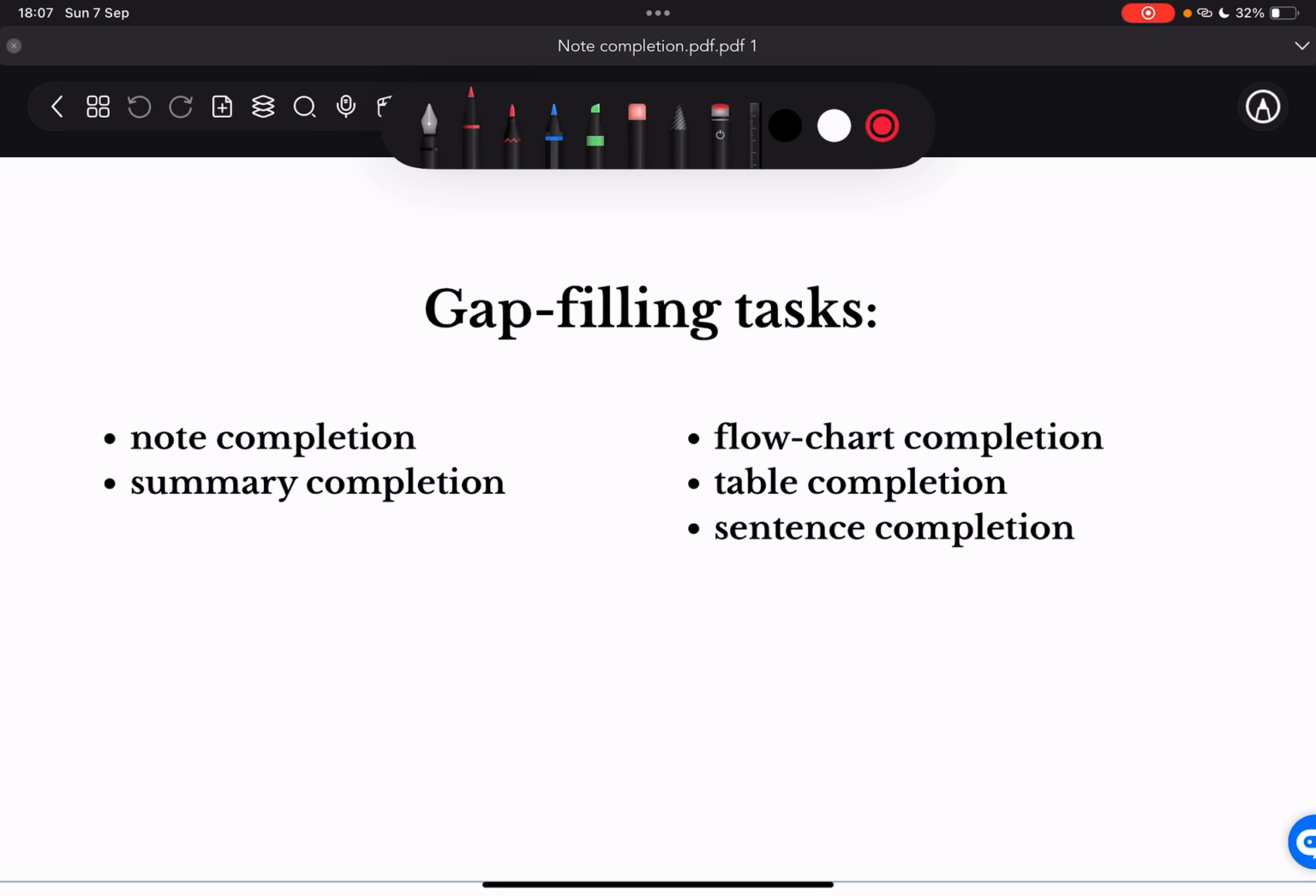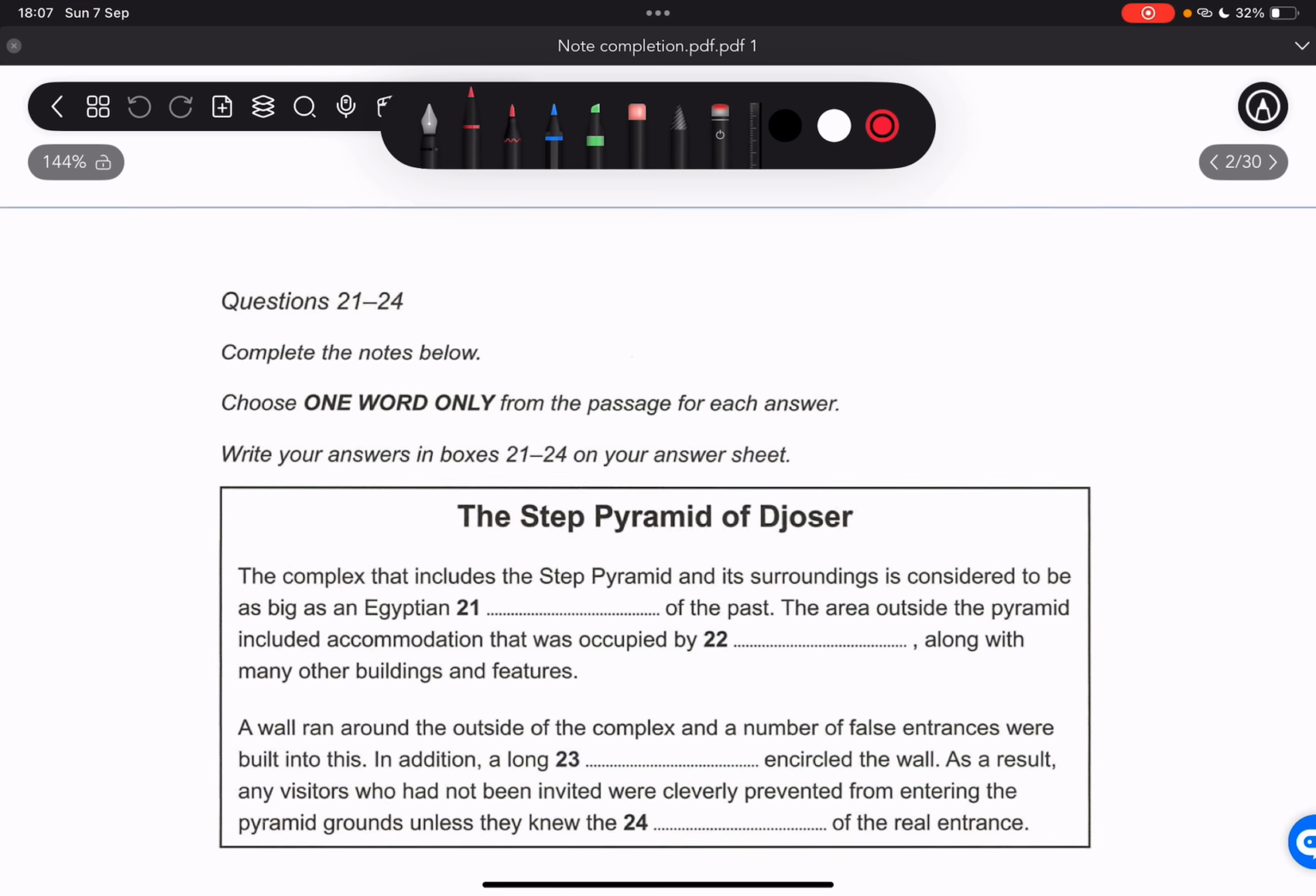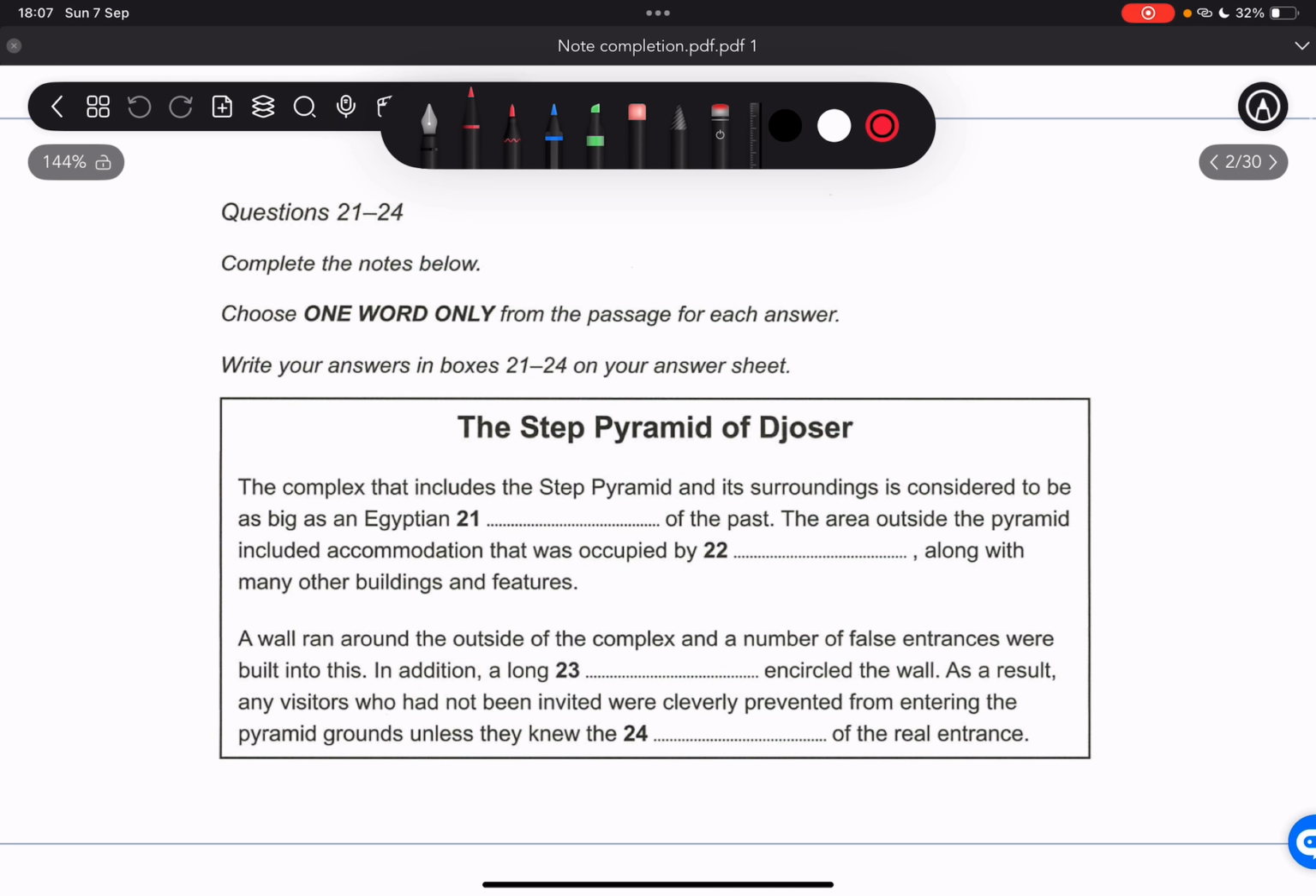And I grouped them all into this one task type, which is gap filling, because you will have a gap which you have to fill with a word from the text. Alright, then let's get started. Here are some overall visuals of each task that I'm going to show now.